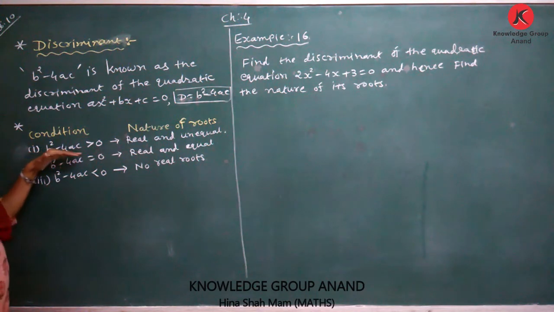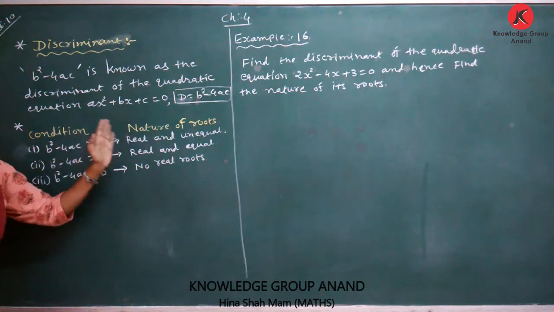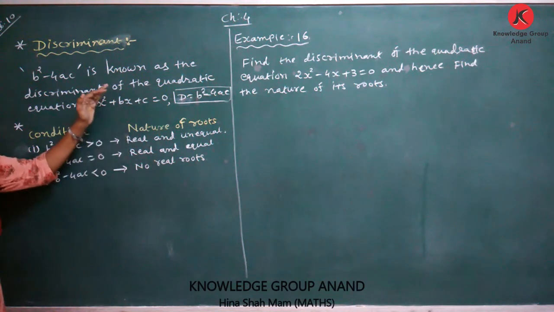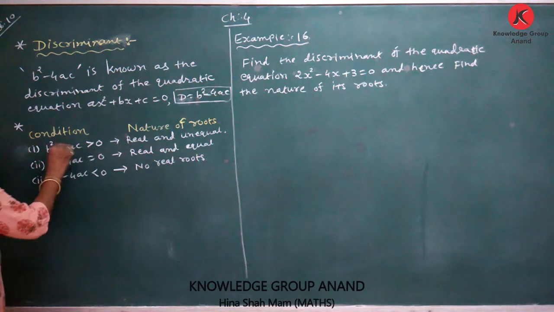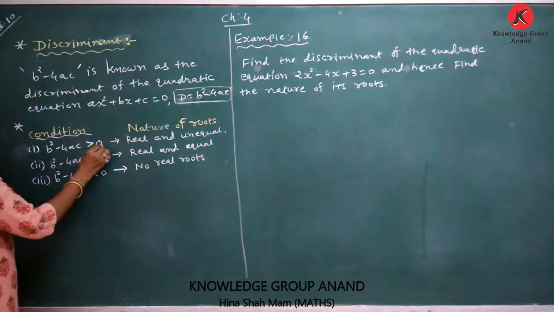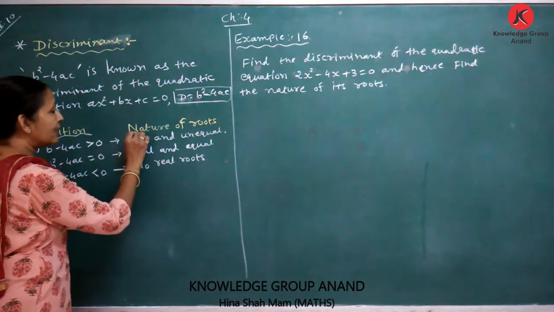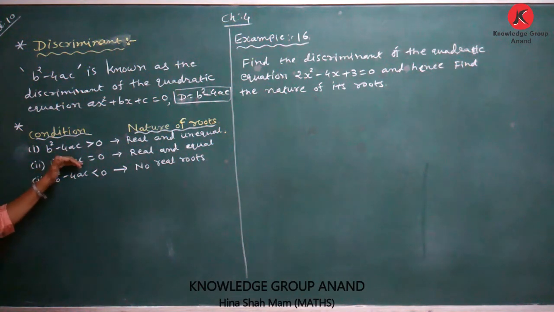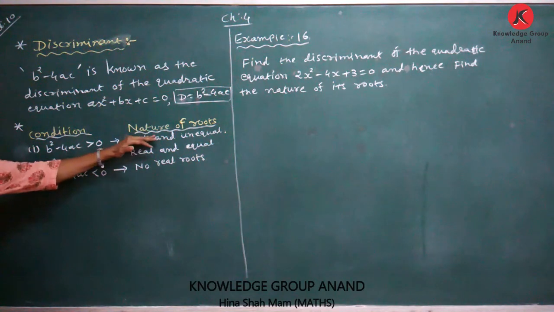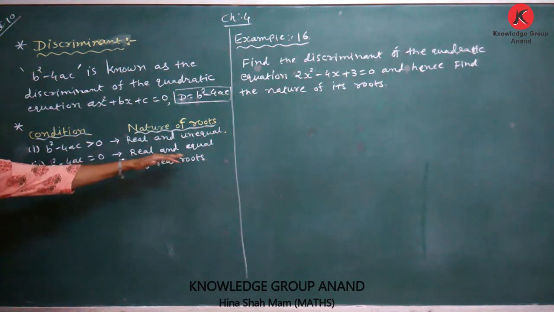If D greater than 0, b square minus 4ac greater than 0, then what type of roots does the quadratic equation have? The nature of its roots: real and unequal. Both are not equal. If b square minus 4ac, that means D, is equal to 0, its roots are real and equal.